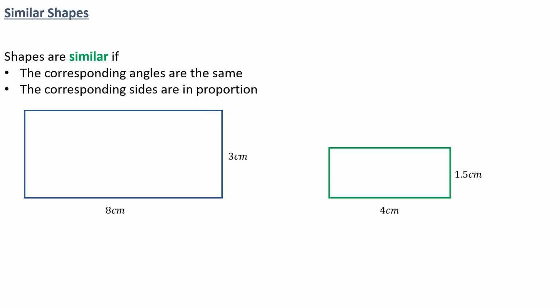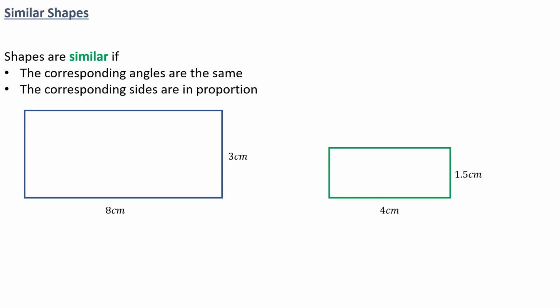More importantly though, at National 5 level, we look at similar shapes. Shapes are similar if the corresponding angles are the same and the corresponding sides are in proportion. When we talk about corresponding angles, we mean things such as this angle here is the same as this angle here, and this angle here is the same as this angle here, for example. Okay, so we can hopefully see here, all these are right angles, so that's absolutely fine.